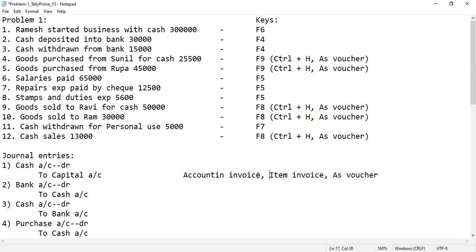Next thing, accounting invoice. What will we be doing in the accounting invoice? In the accounting invoice we will be giving services, whatever services we have taken or the services we have given. If it is not a service or goods, and you are just writing a journal entry, purchase account debit to cash, in that case we need to make it a voucher. Purchase account debit to cash, we need to make it a voucher. Okay, clear?